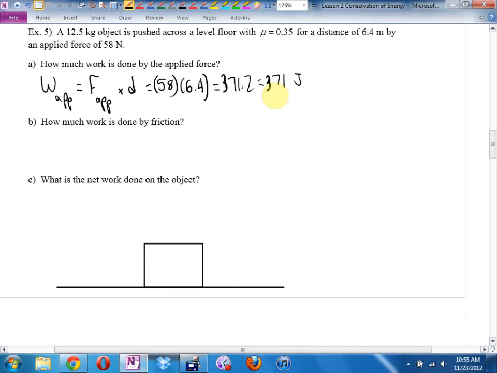How much work is done by friction? I think the work done by friction, part B, is going to be force of friction times distance. Let's go to my drawing. What are the forces acting on this object? Get the obvious one, mg. Normal force. Applied. Friction.